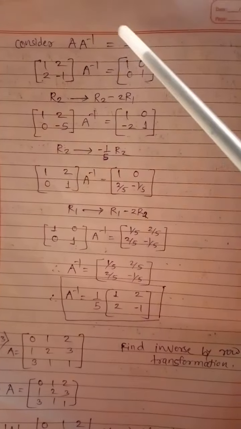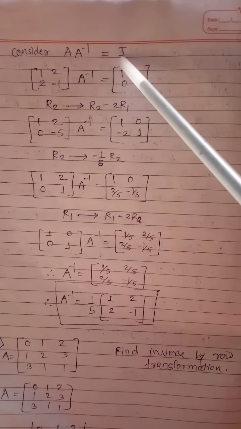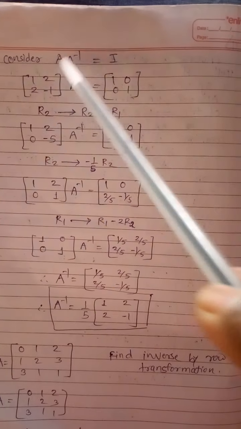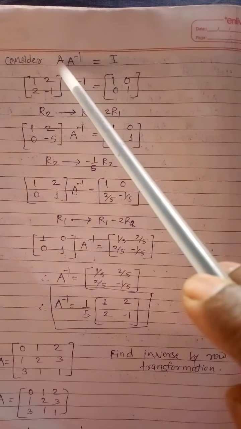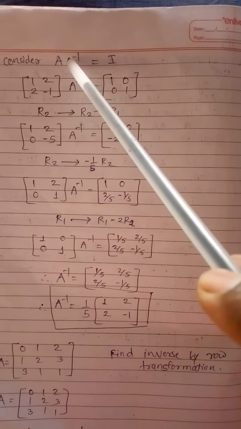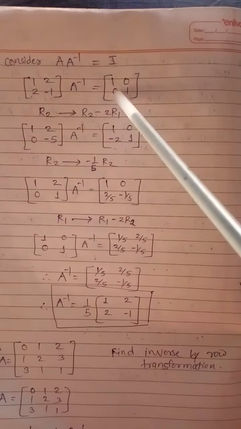Next, you know the formula. You have to consider that A into A inverse is equal to I, that is the identity matrix. You know the identity matrix of order 2 by 2 is 1 0 0 1. You just have to put down the values. So A, the given example, is 1 2 2 and minus 1. You write down A inverse as it is, and the identity matrix, 1 0 0 1.